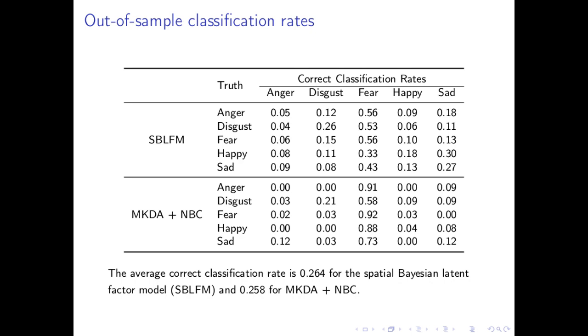Okay? So performance. For this particular data set, I held out and predicted 20% of the emotion types. So I created a test set and held out the emotion type for it. This is the classification performance of our method compared to some state-of-the-art methodology, multi-level kernel density analysis combined with a naive Bayes classifier. Classification is not optimal. The average correct classification rate for the model is 0.26 as opposed to 0.25. So it's not ideal. You would like to be doing better, but at the same time, it's quite difficult. It's a difficult data set.